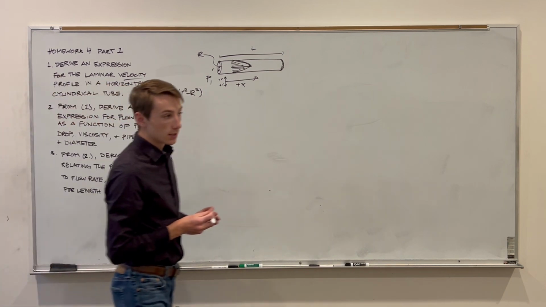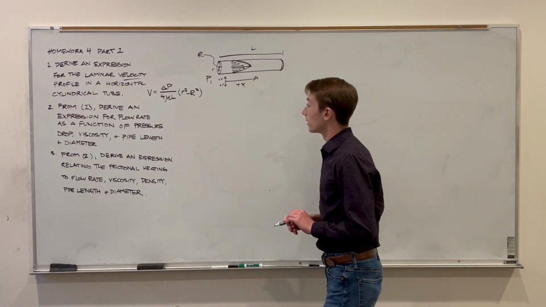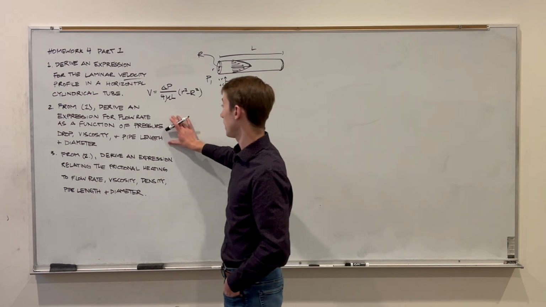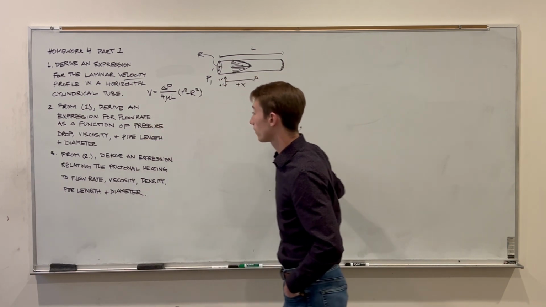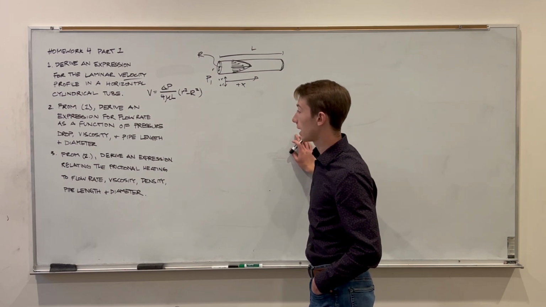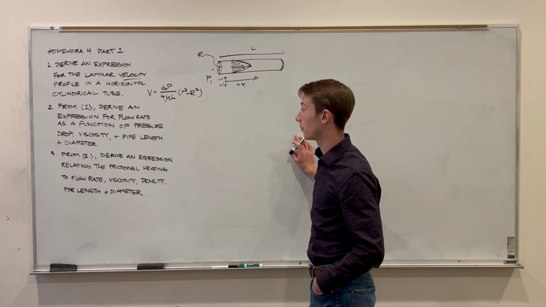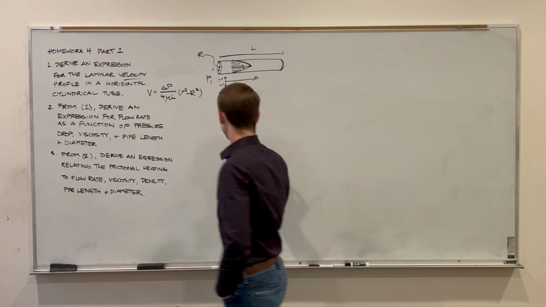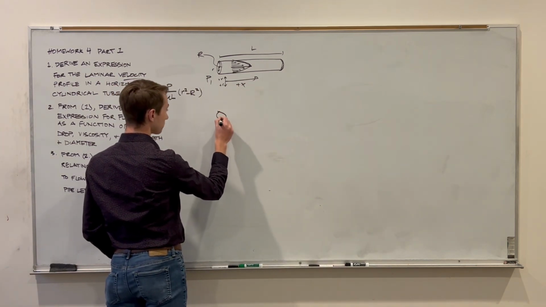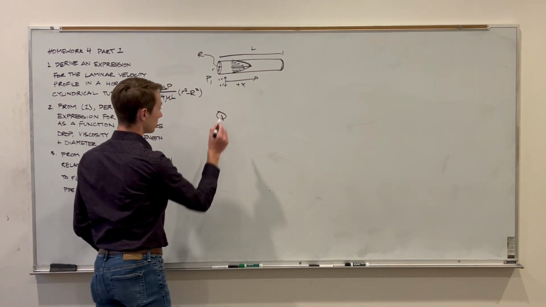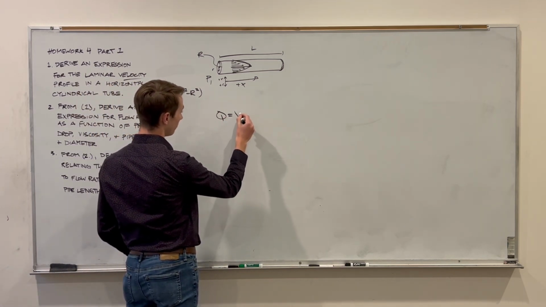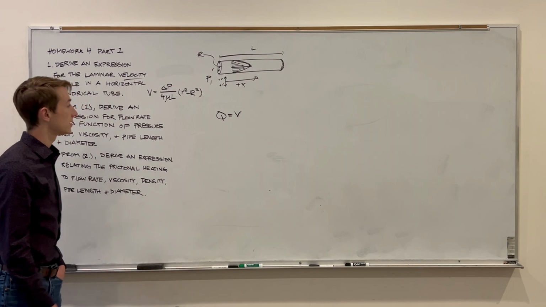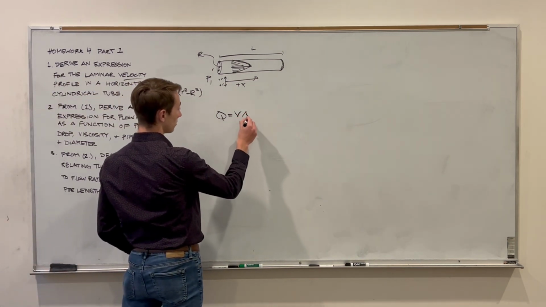Okay, so we solved part 1, that's our expression for the laminar velocity profile. Let's go ahead and now derive from this expression another expression for the flow rate as a function of pressure drop, viscosity, and pipe length and diameter. Well, we know that the flow rate, we'll use this Q there, flow rate is equal to the velocity times the area.